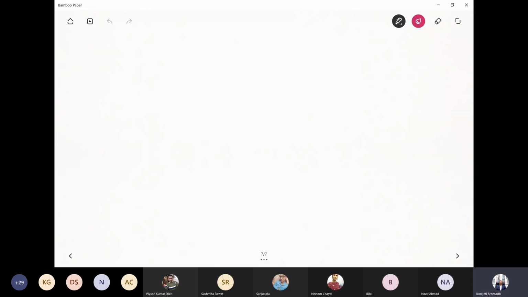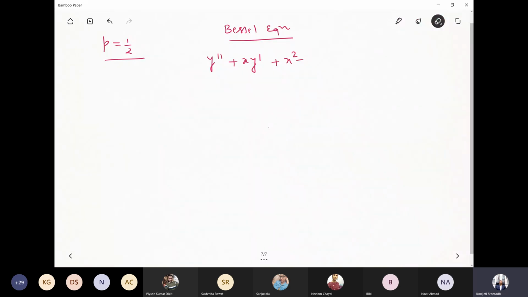Okay, so we were discussing Bessel equations. Another interesting case is when p equals half. In this case, the Bessel equation becomes x squared y double prime plus x y prime plus (x squared minus p squared) y equals 0, where p squared is 1 by 4, so x squared minus 1 by 4 times y equals 0.